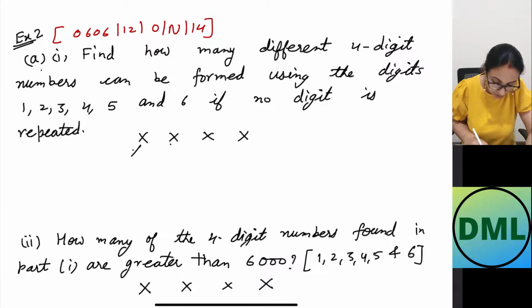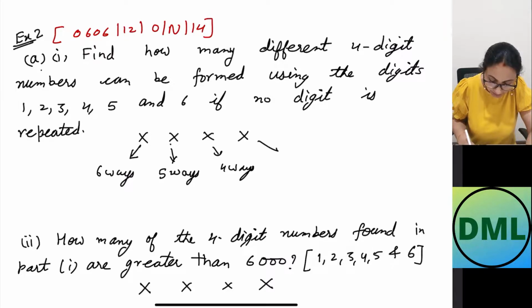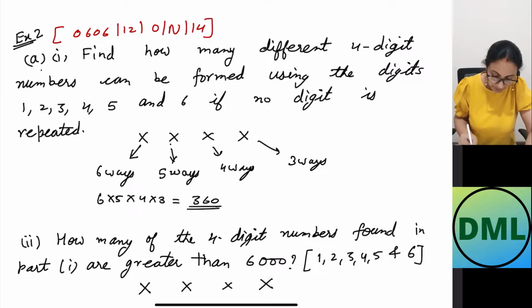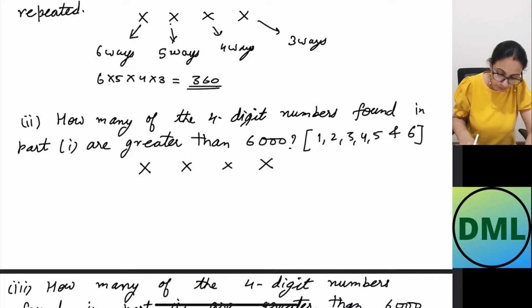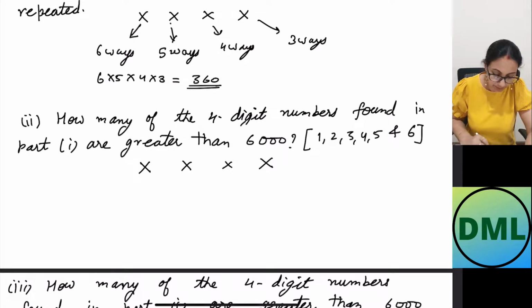So to fill this first place, I have 6 numbers available with me. So this place can be filled with 6 ways. The next place can be filled with 5 ways. Next place can be filled with 4 ways. And the last place can be filled with 3 ways. So the total number of ways are given by 6 cross 5 cross 4 cross 3, which equals 360.